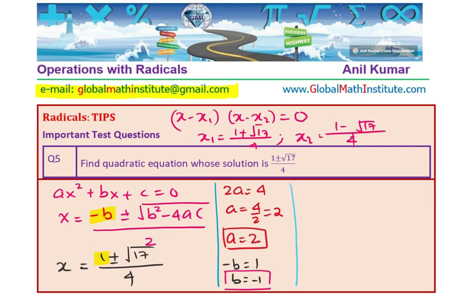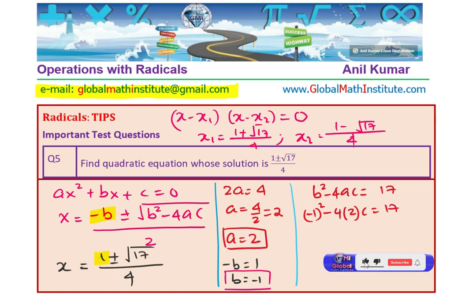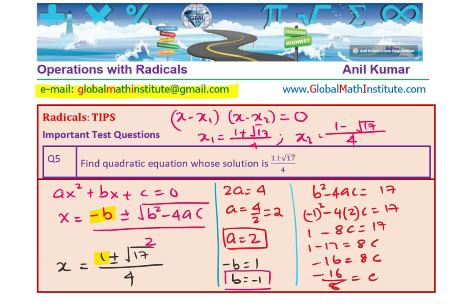Only thing left is c, right? c is what? Well, b square minus 4ac is what? Well, within the radical, we have 17, right? So 17 should be b square minus 4ac. We know what b is. Minus 1 square, minus 4 times a, which is 2 for us, times c, which we don't know, so we'll figure it out. So we got 1 minus 8c equals 17. Rearrange, right? So we get 16 equals minus 8c, and divide by minus 8. We get the value of c as minus 2. Correct? So we got the value of c also.